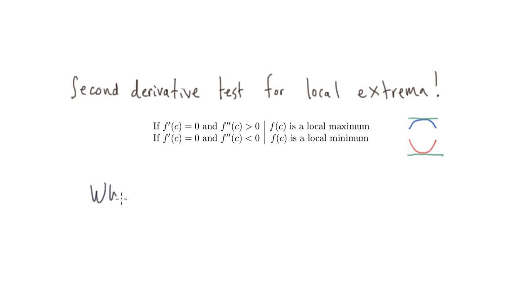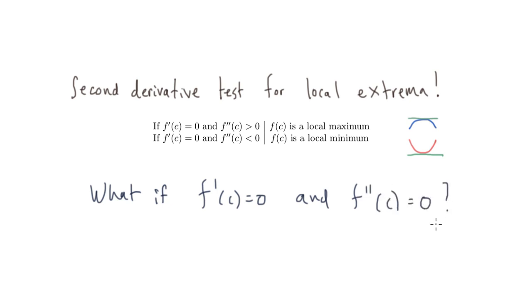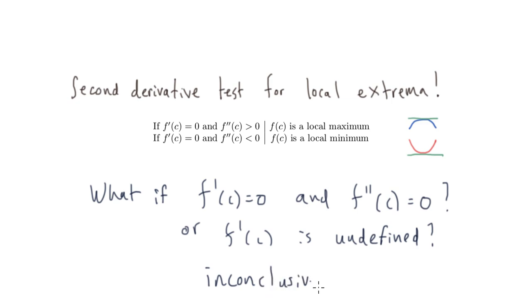What if f prime of c is 0 and f double prime of c is 0? Or f prime of c is undefined? Well, in these two cases, unfortunately, the second derivative test is inconclusive. And so what do you do? You use the first derivative test.